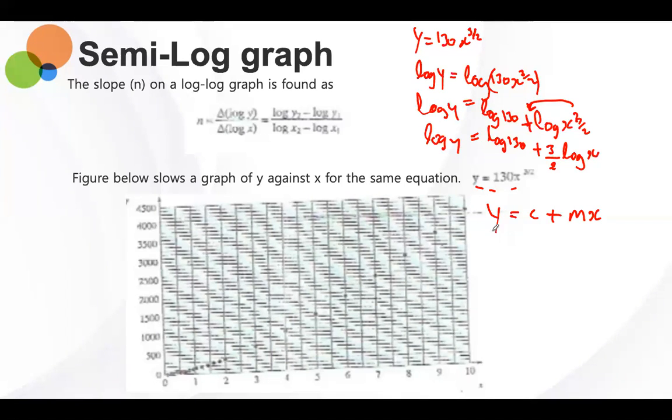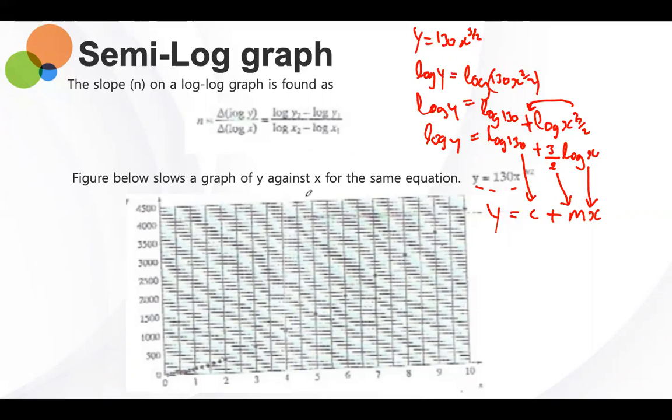So our equation of a line is y equals c plus mx, or y equals mx plus c, it doesn't really matter, plus sign, right? What is our c value? Log 130. Right, so that would be our c value, log 130. And what is our gradient? 3 over 2. Right, so our gradient is 3 over 2. And what is our x value? Log x. Right, log x is our x variable. So very easy stuff, right?